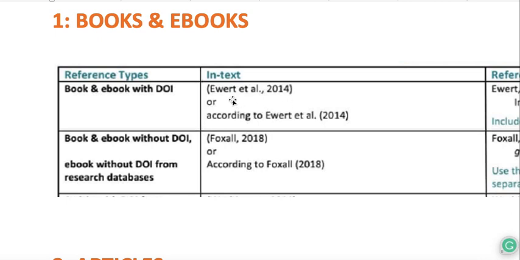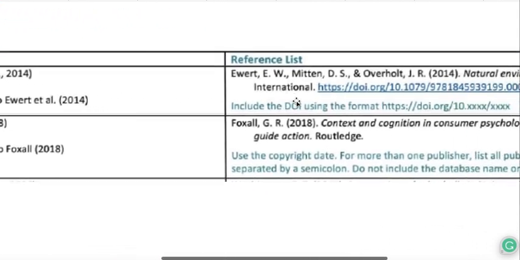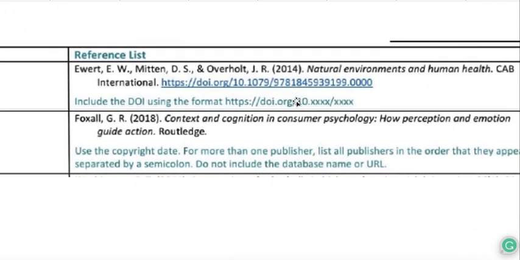For example, if the book is written by Evert and 2-3 people, then et al. would be used after a comma and then the year in which the book has been published. Or if we are not quoting directly from that book, we can also say according to Evert et al., and the year would come in the parentheses. So it is almost the same, but the only difference is whether we are quoting directly or indirectly. Whether the book has a DOI or is an ebook or a book, this type of reference will be given in text. But in the end reference, there is definitely a difference.